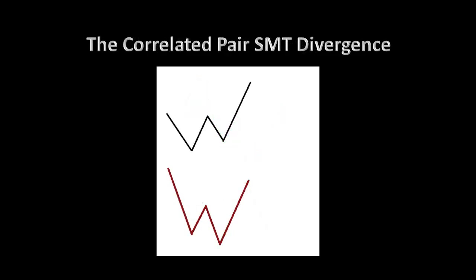Most of you have already seen this concept. It's been out for well over a year and a half now. I've revealed the SMT divergence looking at correlated pairs. The top line, the black line, let's use this as the fiber or EUR/USD pair, and the lower line, the red, would represent the cable British pound USD pair.